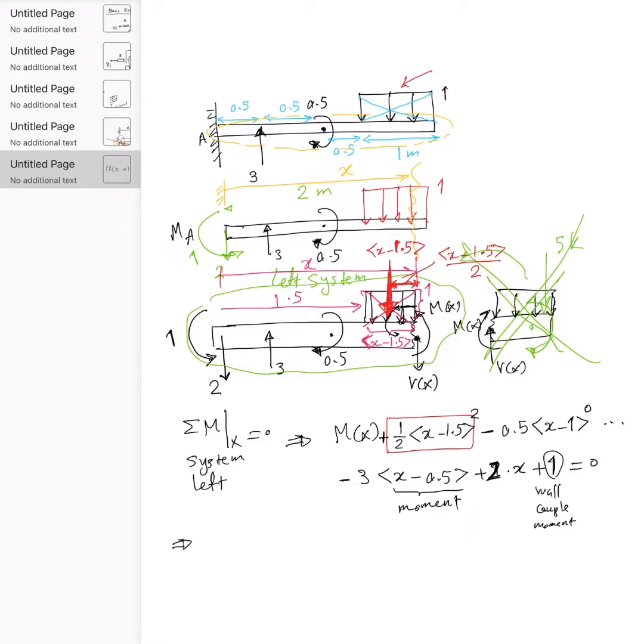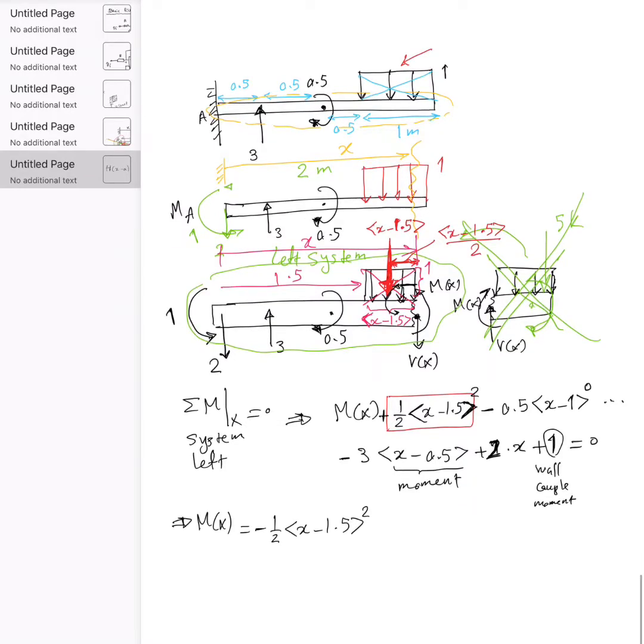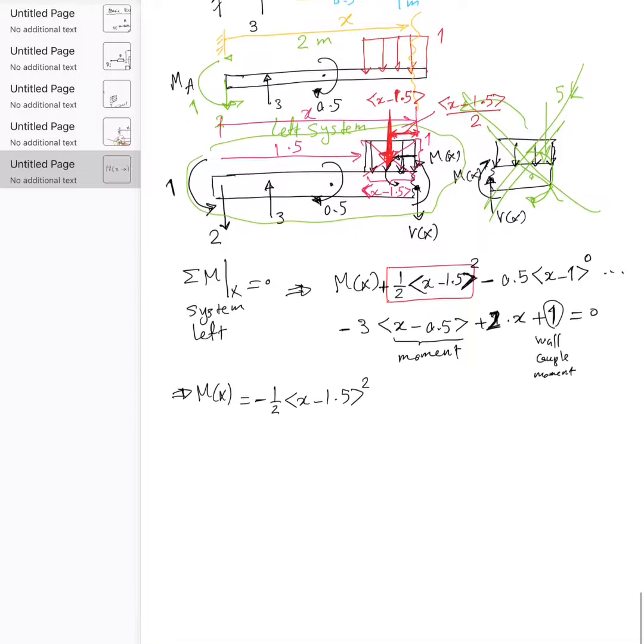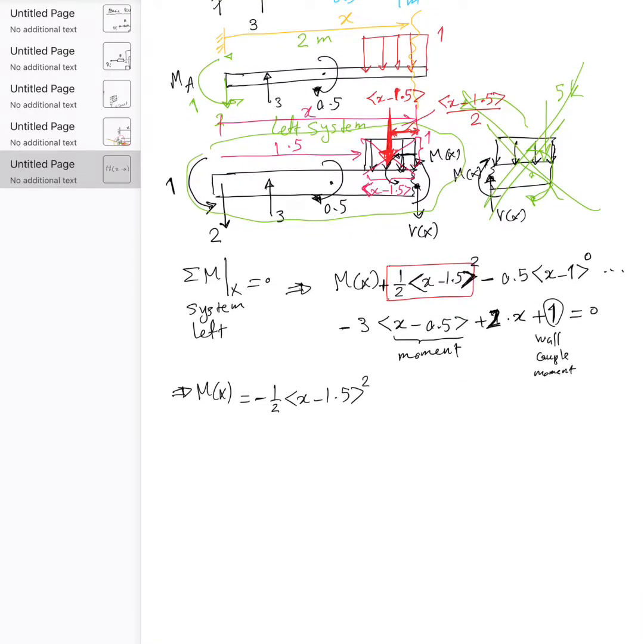Now solve this equation for m of x. You get m of x is equal to negative half x minus 0.5 squared. It just simply takes to the right, and this Heaviside function, don't forget, when you take an integral or derivative, it's going to act exactly like parentheses. So you don't really need to have separate mathematics for the Heaviside function, how to differentiate, how to integrate it. You just treat it like parentheses when it comes to basic math operations.